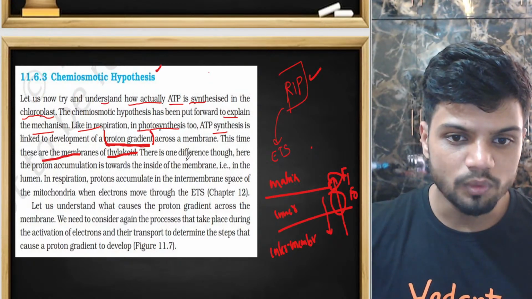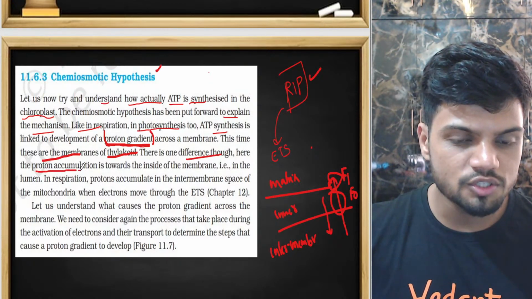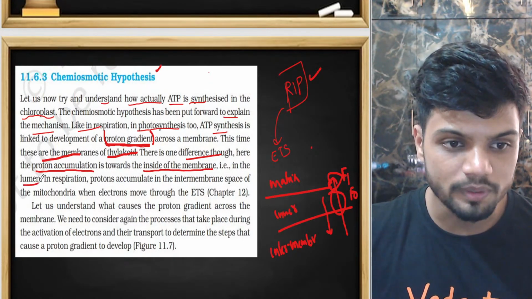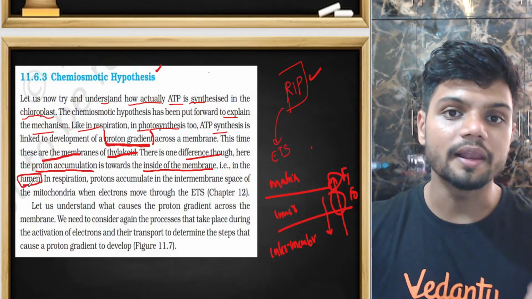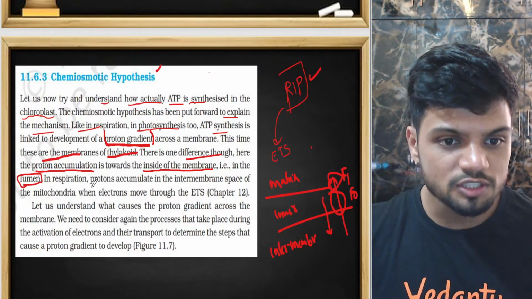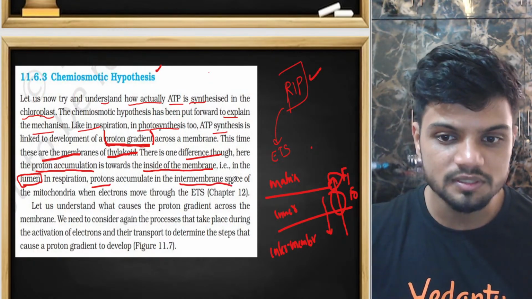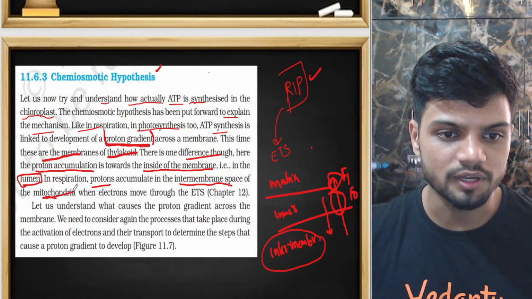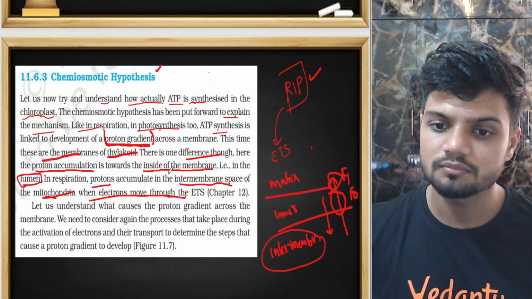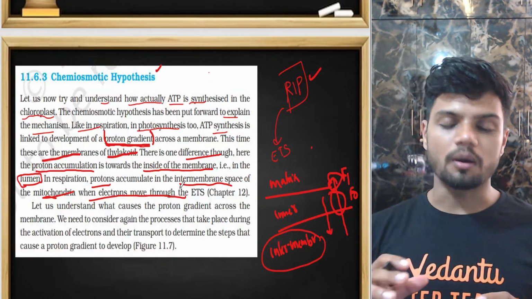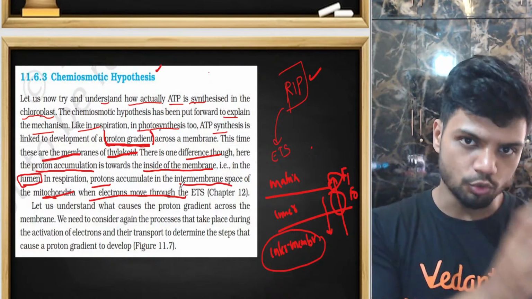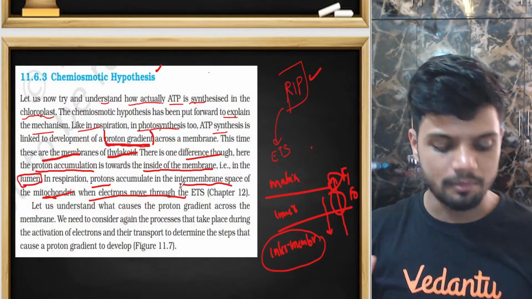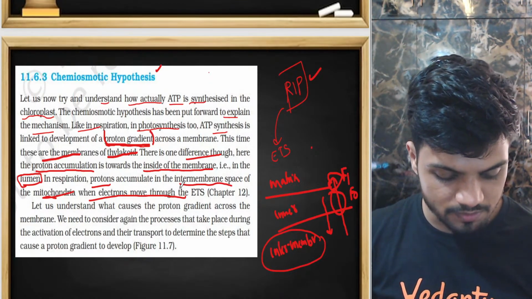Now, there is one difference though. Here, proton accumulation is towards the inside of the membrane, that is, in the lumen. Can you see? In the lumen, we had the proton gradient. In respiration, proton accumulation is in the intermembrane space. Did we write it here? Intermembrane space, right? In the intermembrane space of the mitochondria, when electrons move through the ETC. So we mentioned the difference. In photosynthesis, protons are stored in the lumen. In respiration, protons are stored in the intermembrane space.